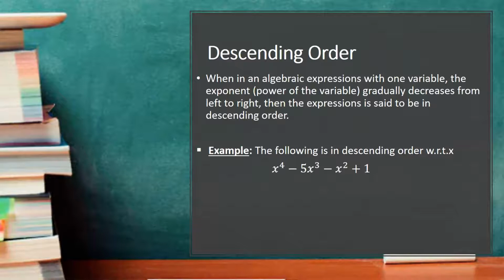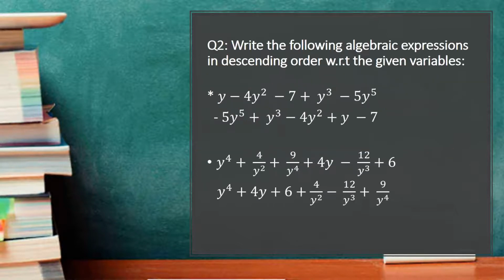In the same way, descending order is also like this. We have to gradually decrease from left to right. ठीक है, ascending में gradually increase from left to right. In descending order, we have to gradually decrease from left to right. Now look at this example. X power 4, X power 3, X power 2, X power 0. We are going to decrease. Descending means decreasing. Ascending means increasing order from left to right. So descending means the power is going to decrease. And ascending means the power is going to increase.